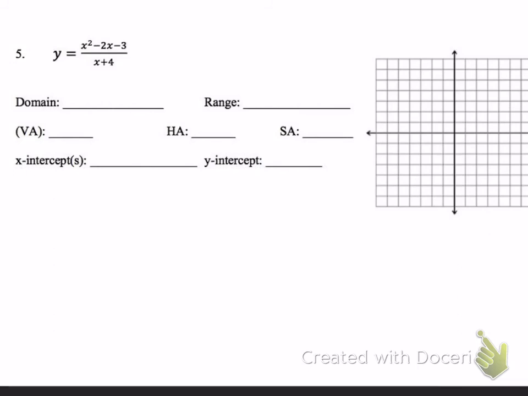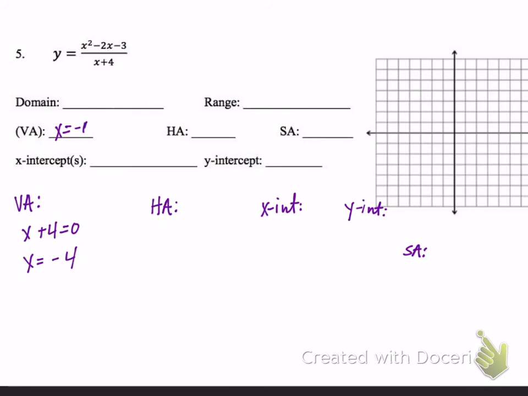All right, so we have vertical asymptote, horizontal, x-intercept, y-intercept, and slant if we need to, which I think we'll need a slant asymptote in this one. So for vertical asymptote, I just set the denominator equal to 0. x plus 4 equals 0. x equals negative 4. So I'm going to draw a vertical asymptote at negative 4.